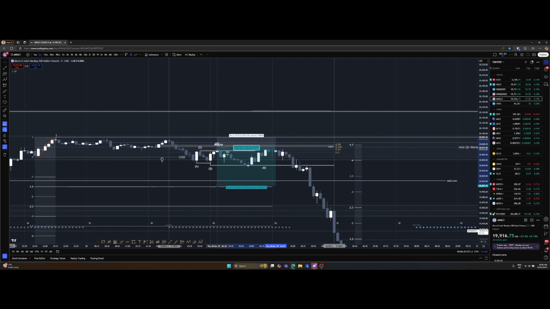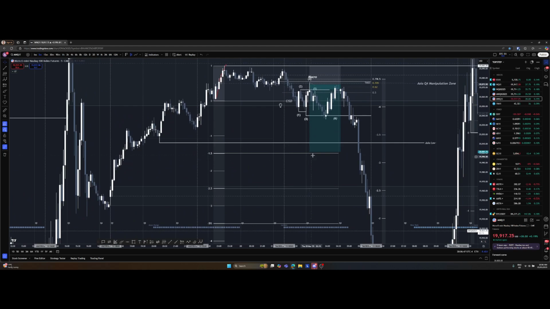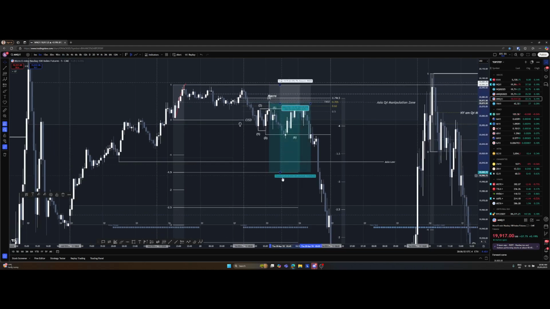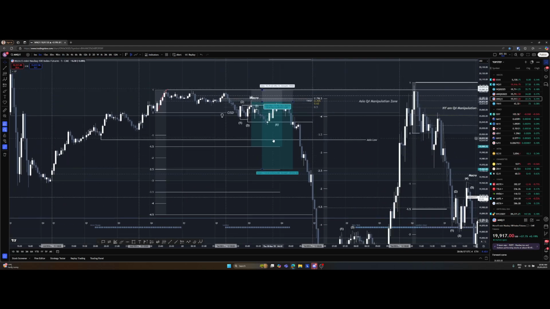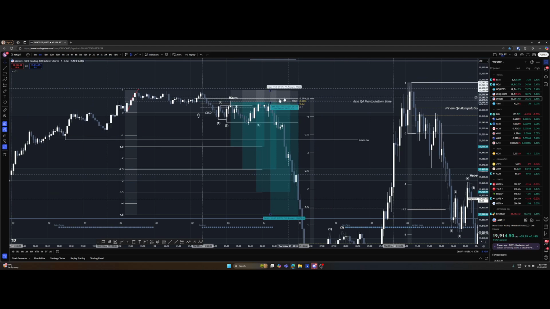Stop above the zone high. And then we're targeting SD 1.5, 2.5, 3.5, and then 4 to 4.5. And preferably within the 4 hours here, wanting to be out around 6 o'clock.